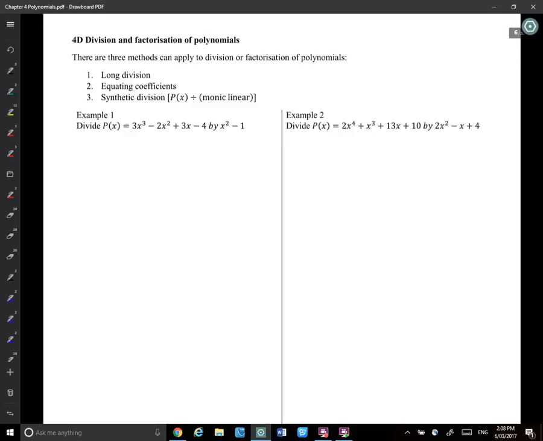Just show you long division. So I'll tell you now, if you're trying to divide by a monic linear, do not use long division. But there's one case you cannot really avoid long division, which is when you divide by something not a linear, say a quadratic. There will be other ways, but maybe long division is the quicker way to do it then. So I'll just show you one question, how to do long divisions.